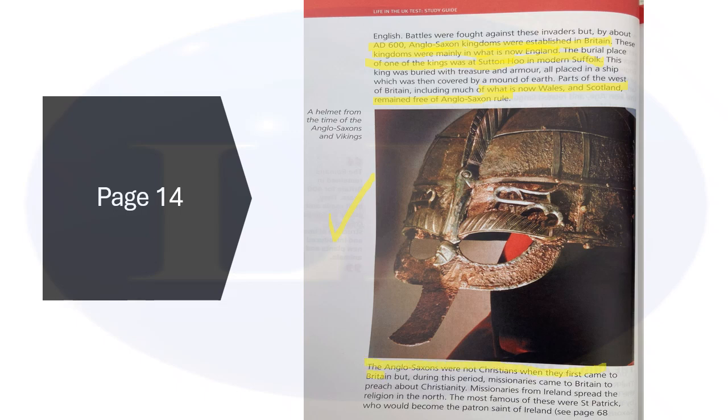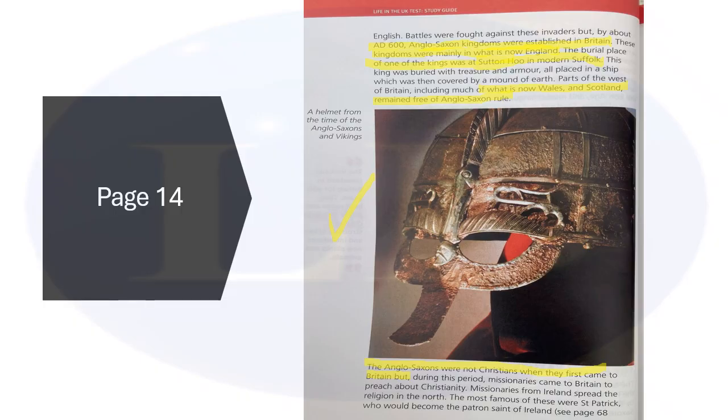This could be a true or false statement. So you could be given two statements. For example, Anglo-Saxons were not Christians when they came to Britain. Anglo-Saxons were Christians when they came to Britain. So they would ask you to choose the correct option.